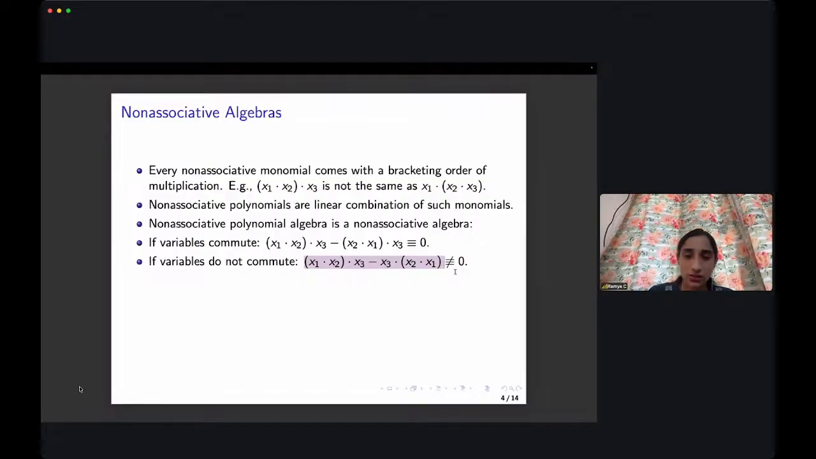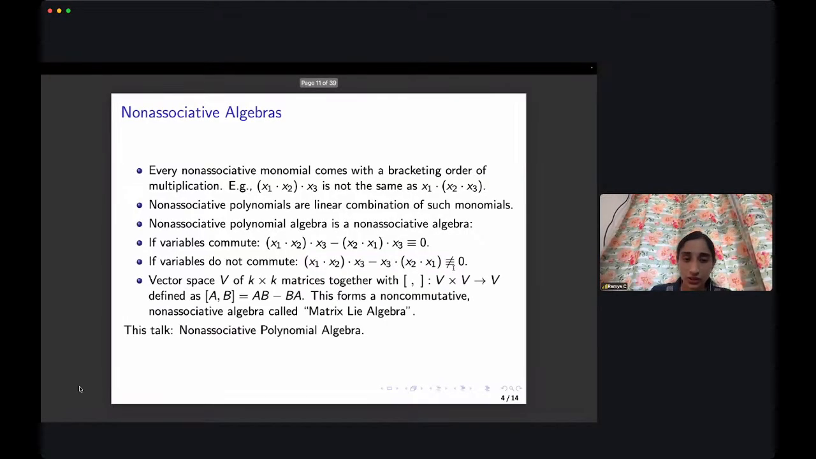Okay. So this is an example of a non-associative algebra, similar to the Jordan algebra. Now there are also other algebras. For instance, here there is the matrix Lie algebra, which is the vector space of all matrices. You take K cross K matrices and then define the product to be AB minus BA. This is a non-commutative, also non-associative algebra because you have made the plus a minus. This is usually called the matrix Lie algebra.